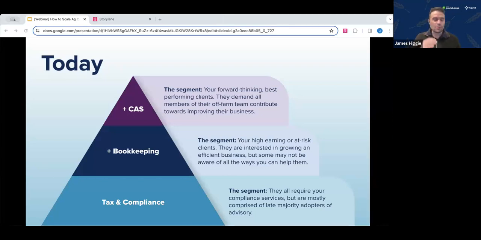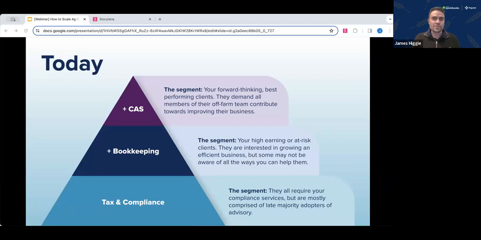Your core base, and you'll be able to recognize a customer in your head when you're thinking about these. Tax compliance, they require all your compliance services, the late majority to advisory. These might be your very strong in-hand farming, family farms, commercial mindset, but are really concerned about what's inside the farm gate. They haven't had an opportunity, and maybe the tools alongside their advisor, to actually have a helicopter view of their farm's performance. The bookkeeping segment is your high earning or at-risk clients. Higher touch points, there's more points of value that could be delivered to them as part of that cadence.